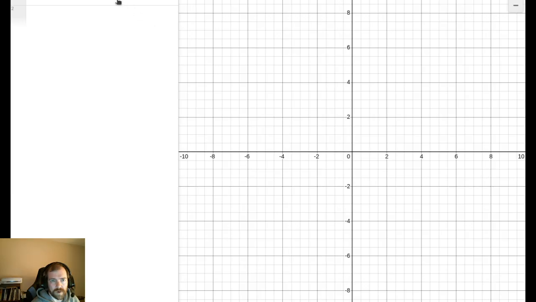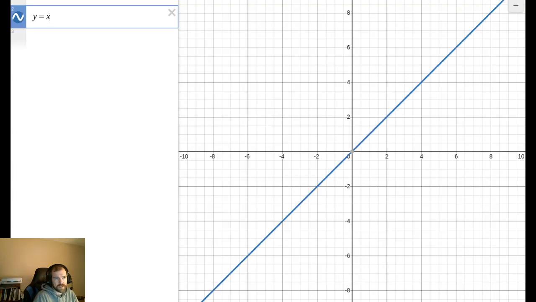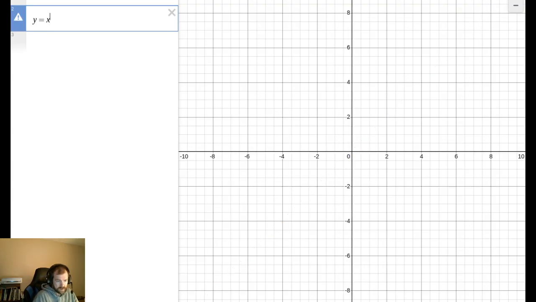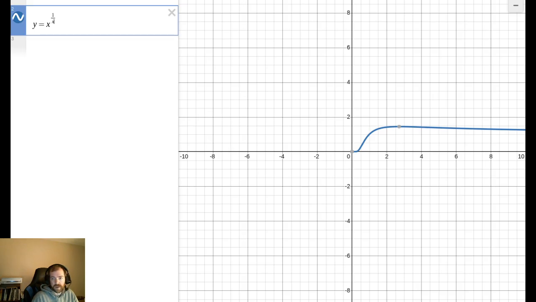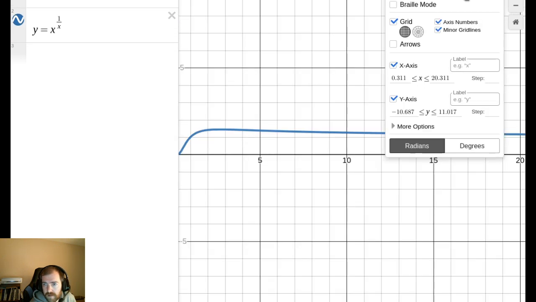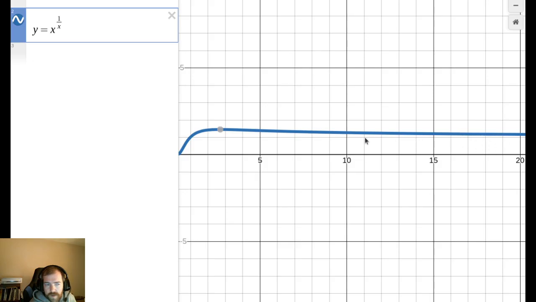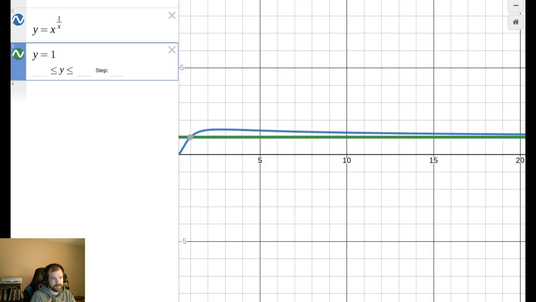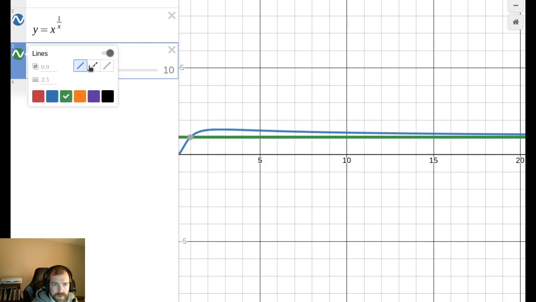So we can go to one of our handy dandy tools and say what's going to happen as we take y equals x raised to the 1 over x. Okay, and as we can see here, this is dropping back down again and heading back toward 1. Y equals 1, right? Goes that way. And we'll call that our asymptote because I'm pretty sure it is.